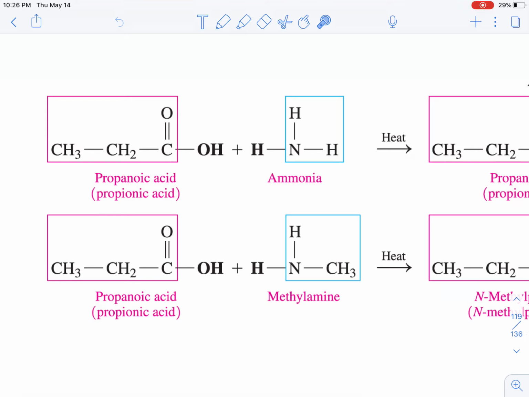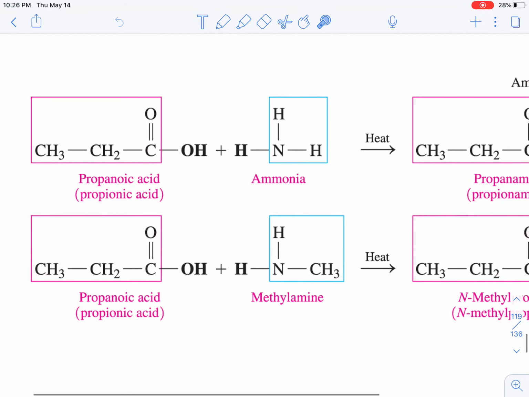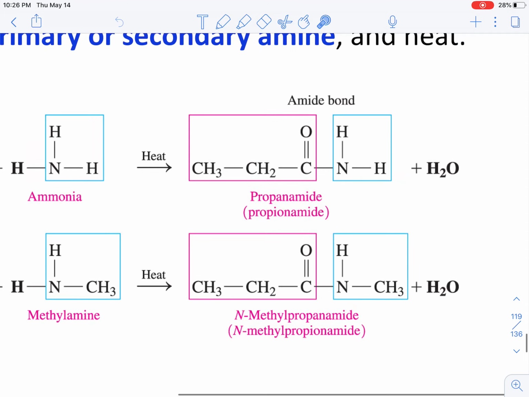If you have a carboxylic acid and it's reacted with, for example, ammonia or a primary amine, one of the hydrogens from the nitrogen of the amine or the ammonia is going to react with a hydroxyl group in that carboxylic acid. This is going to form H2O, so a dehydration reaction will occur. When this water molecule leaves, that'll create a covalent bond between the carbon and the nitrogen, forming an amide bond.